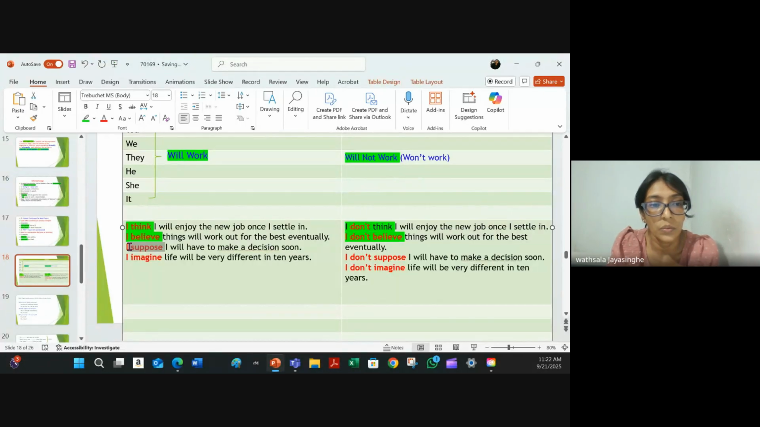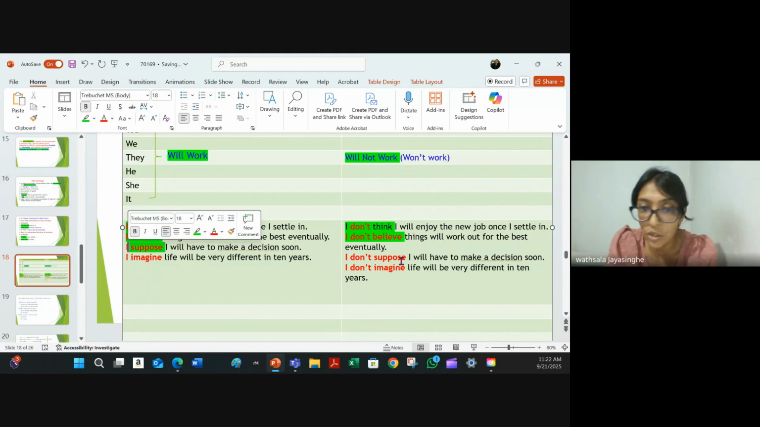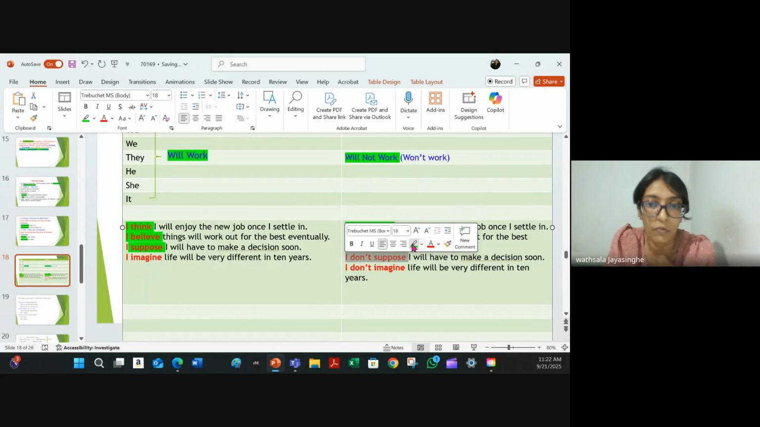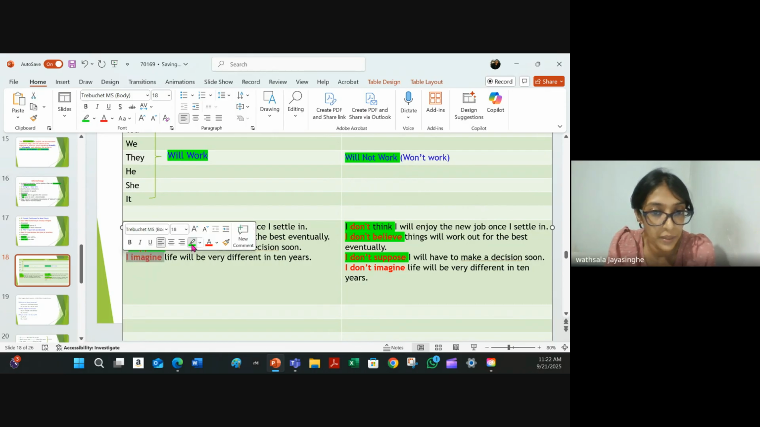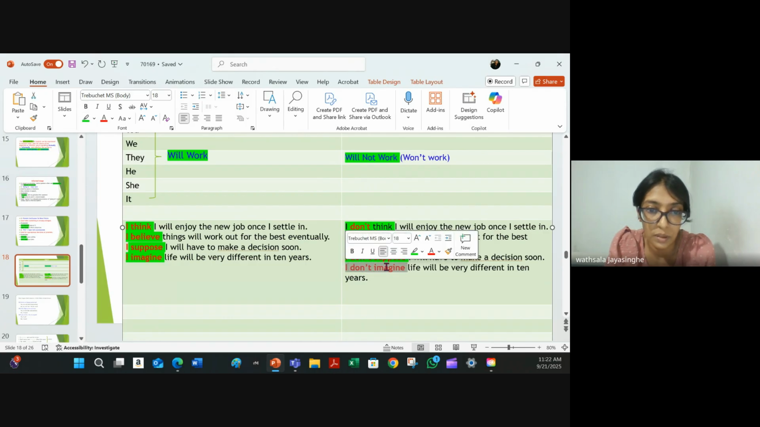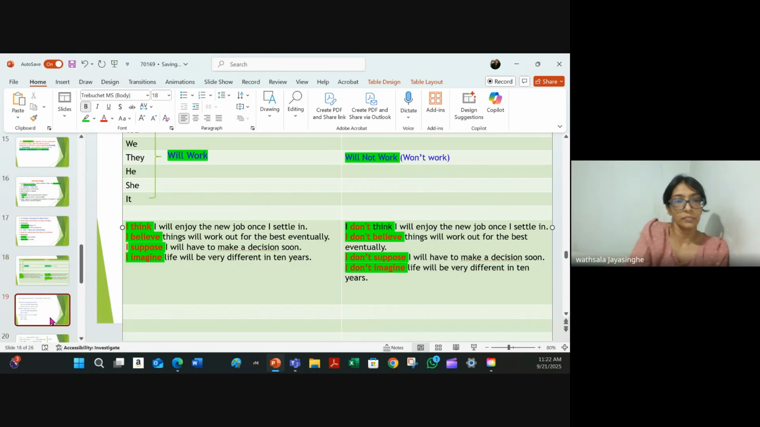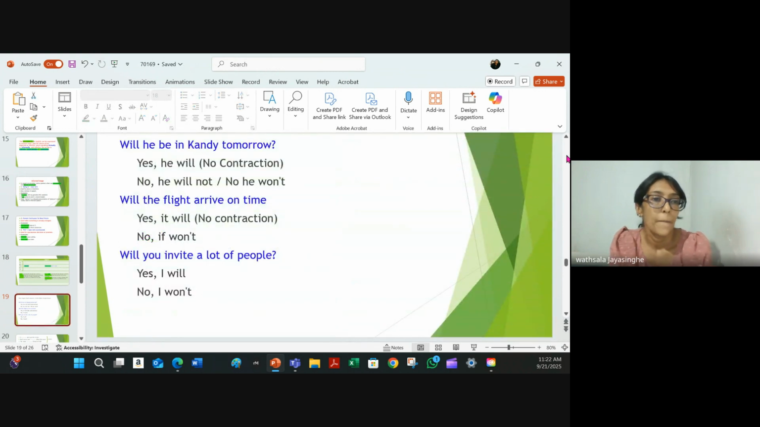When we use the negative form: I don't think I will enjoy the new job once I settle in. I don't believe things will work out for the best eventually. I don't suppose we'll have to make a decision soon. I don't imagine life will be very different in 10 years.